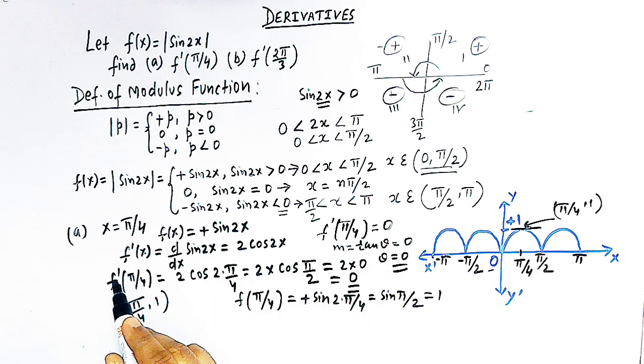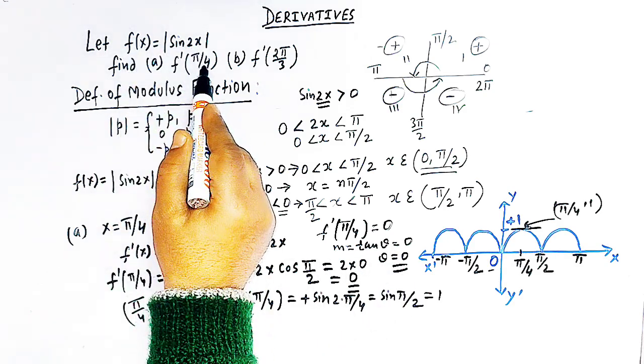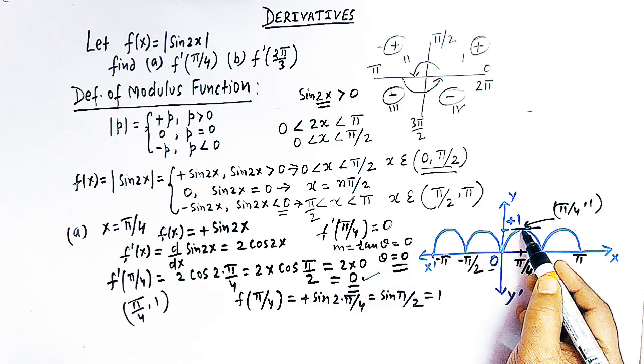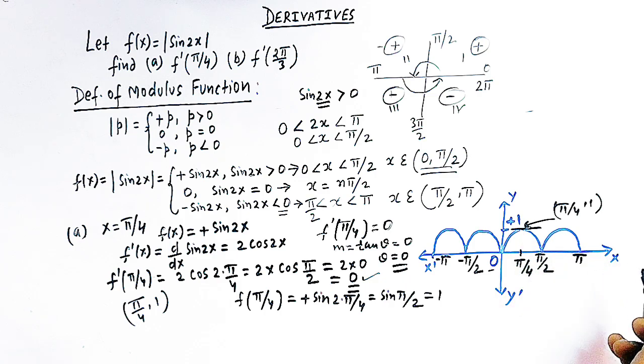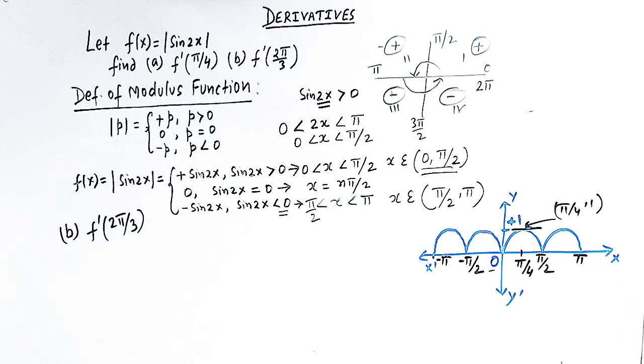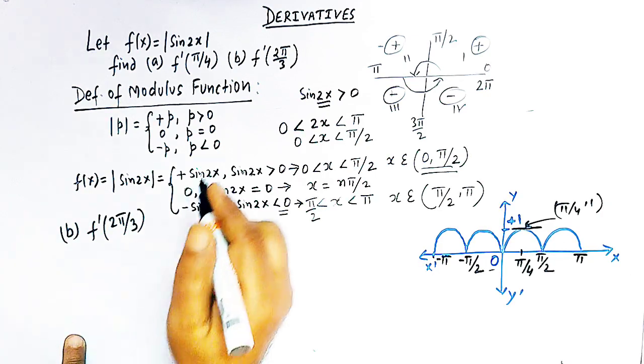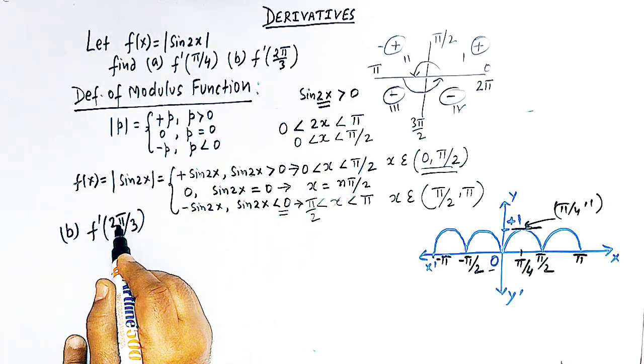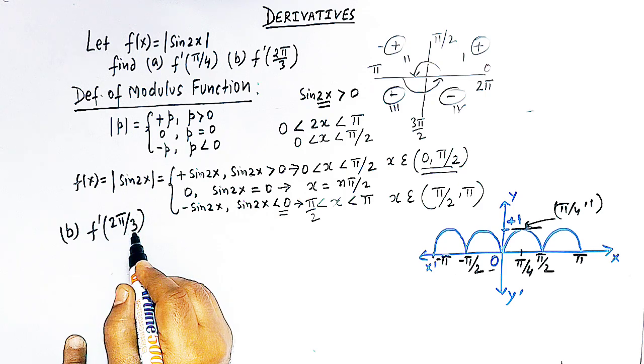So the derivative of this function at x equal to pi by 4 is equal to 0, and from here we can conclude that the tangent at this point should be parallel to the x-axis. So now let us consider part B. Here we have to find f prime of 2 pi over 3.